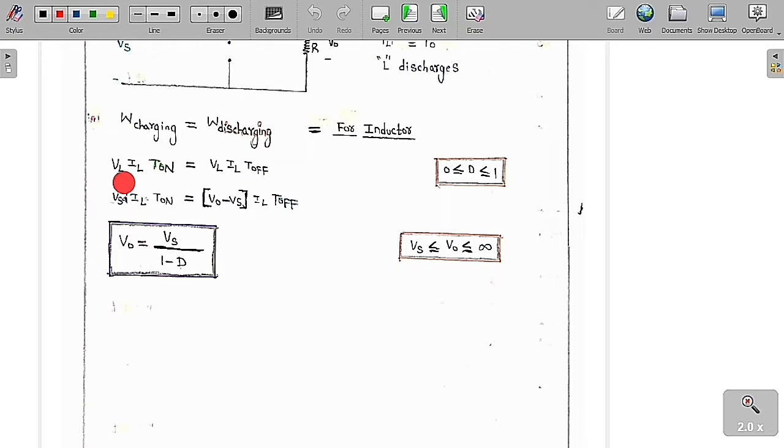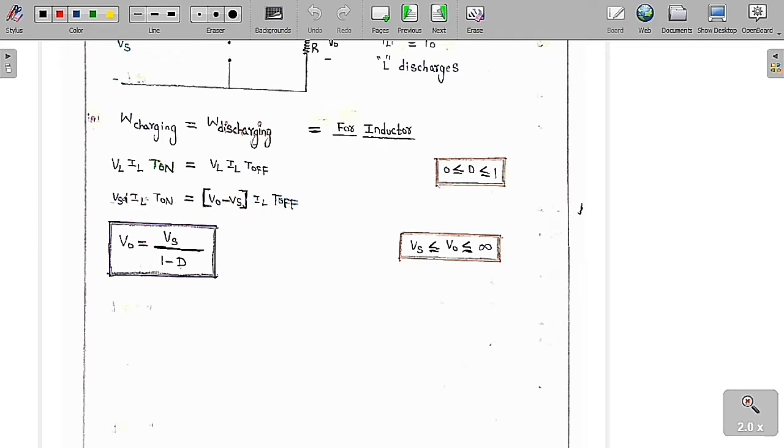So whenever the chopper is on, the inductor voltage is equal to the supply voltage, and the inductor current is IL. So this is T on. It is equal to, now when the chopper is off, if you apply KVL, then VL is equal to V0 minus Vs. Because it is discharging energy, VL is equal to V0 minus Vs, into IL into T off.